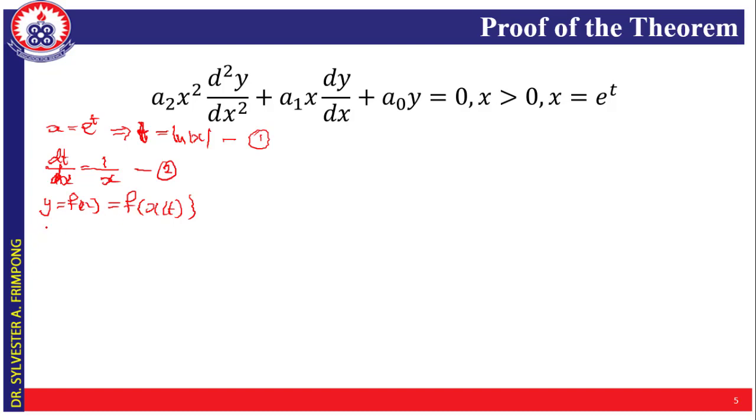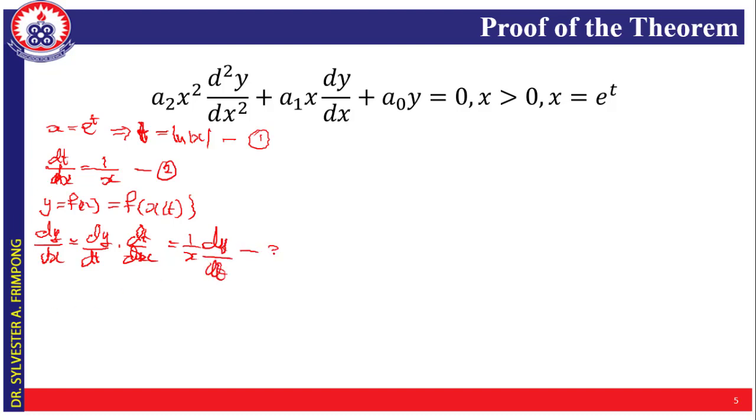So by chain rule, if you want to find dy dx, we are going to use the chain rule by finding dy dt multiplied by dt dx. And dt dx is 1 over x. So that's going to give us 1 over x dy dt.